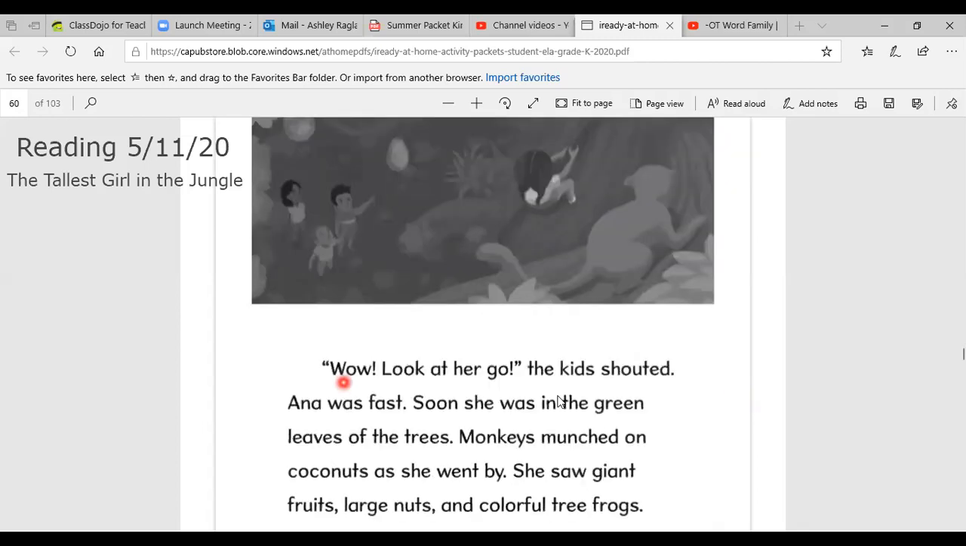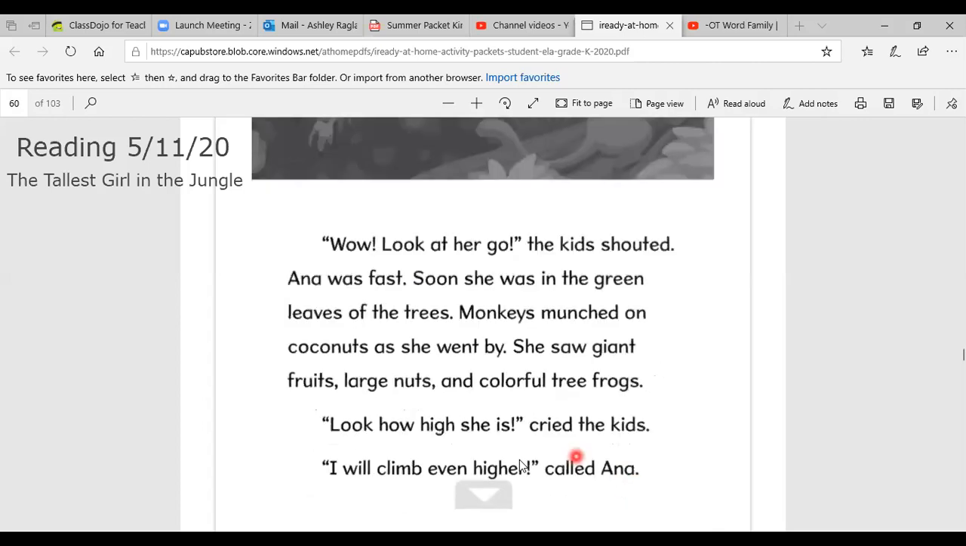Wow, look at her go, the kids shouted. Anna was fast. Soon she was in the green leaves of the trees. Monkeys munched on coconuts as she went by. She saw giant fruits, large nuts, and colorful tree frogs. Look how high she is, cried the kids. I will climb even higher, called Anna.